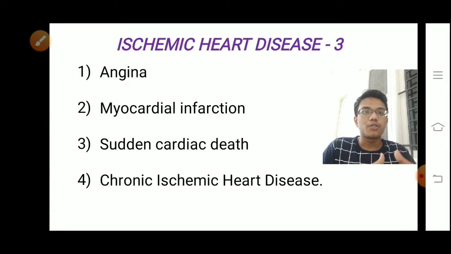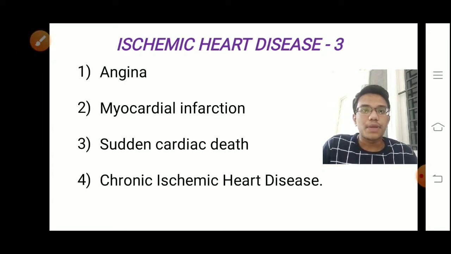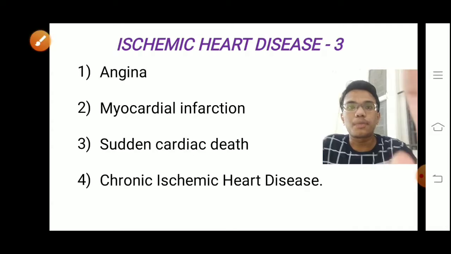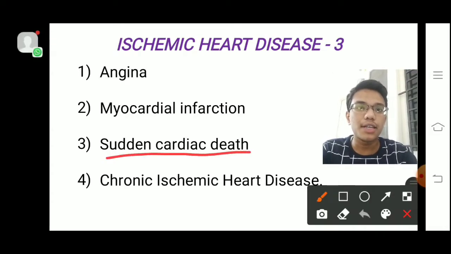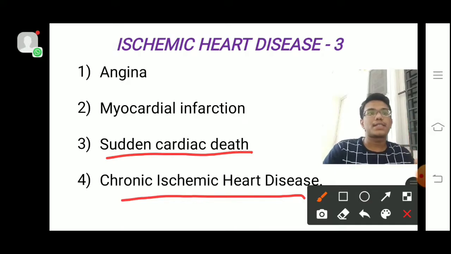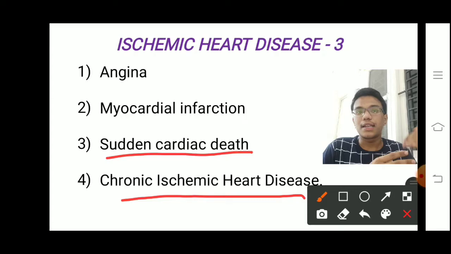When someone asks you about ischemic heart disease, then these four syndromes should come into your mind automatically. That is angina, myocardial infarction, sudden cardiac death, and chronic ischemic heart disease. Now, in this topic, we are going to cover myocardial infarction. The next two topics, that is sudden cardiac death as well as chronic ischemic heart disease, are not that significant, so we will cover them in the next lecture. And I will just say the important points which you should know.